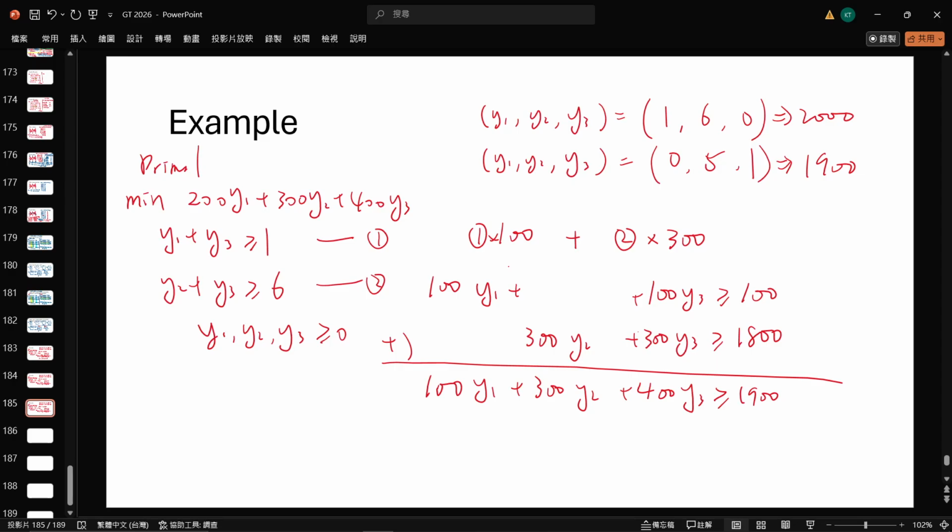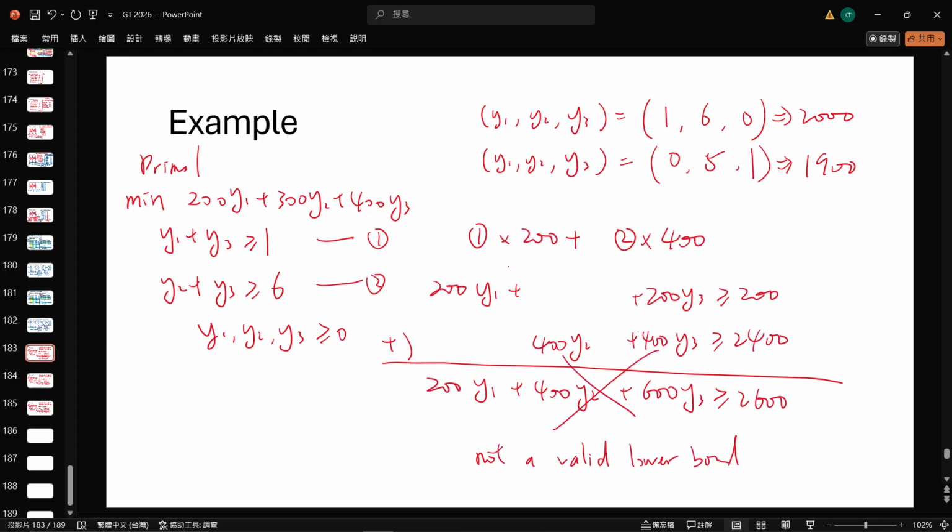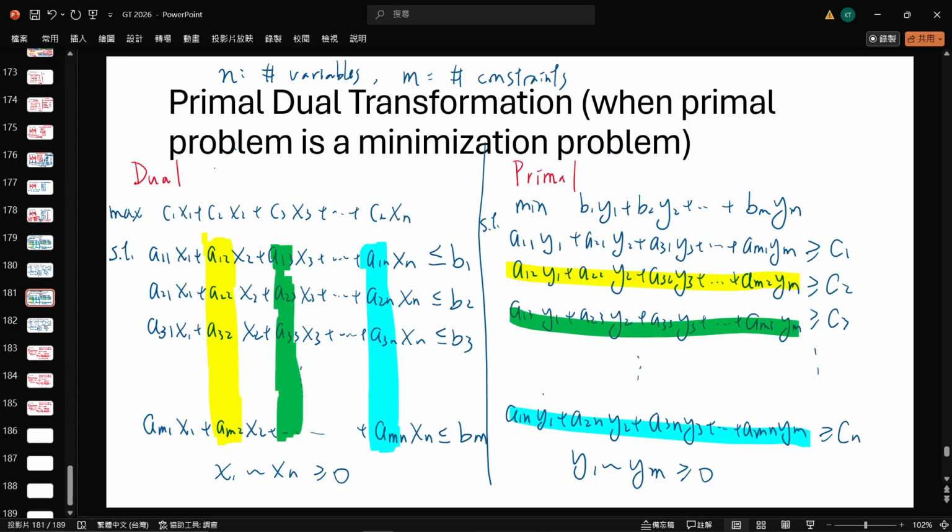Hopefully you can see that the idea still applies to a minimization problem. It's just that we have to change the idea of finding the smallest upper bound to finding the largest lower bound. So when the primal problem is a minimization problem, the dual problem becomes a maximization problem. I think that's it.